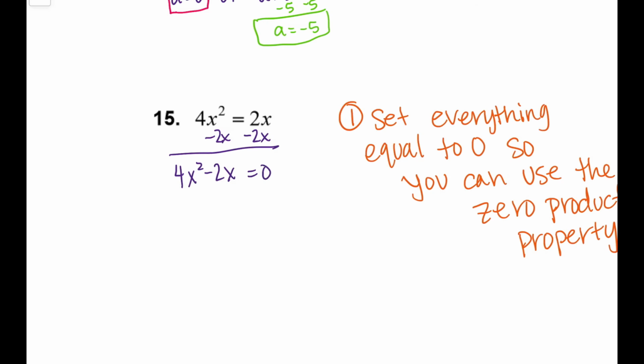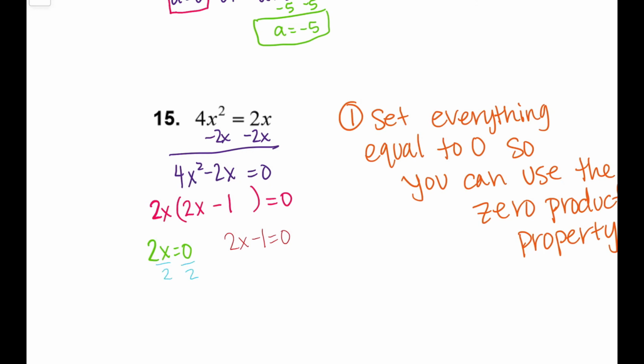So next, I want to factor out the greatest common factor. 2x will go into both pieces of that equation. 2x times 2x gives me 4x squared, and 2x times a negative 1 gives me negative 2x. So I set both of these pieces equal to 0. Either 2x has to equal 0 or 2x minus 1 has to equal 0.